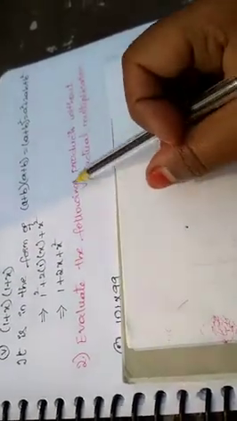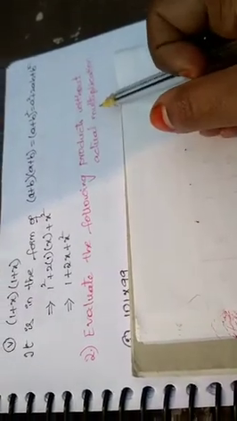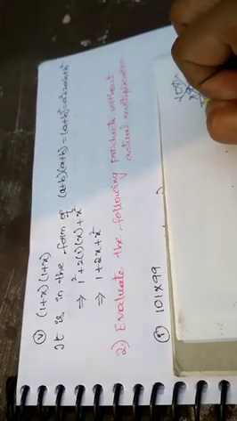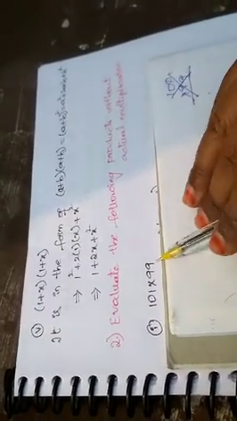Here is your next question. Evaluate the following products without actual multiplication. Without actual multiplication means you should not multiply 101 and 99 directly, like 101 into 99. You should not use this method. Without using actual multiplication, we should simplify the answer.